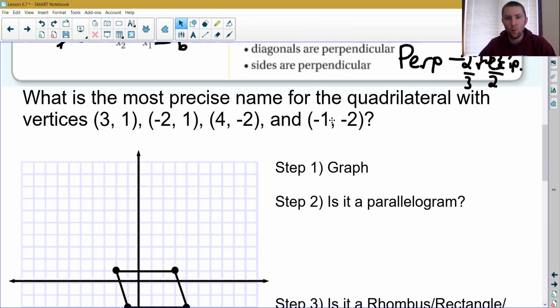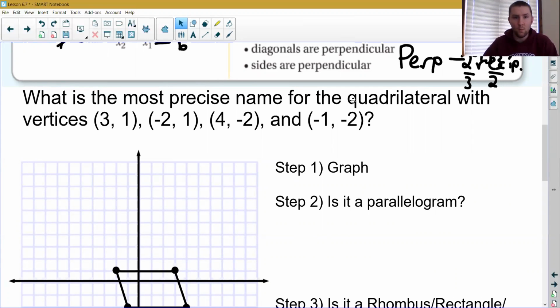You're going to be given 4 coordinate points or possibly 3 coordinate points and asked to say, okay, what is the most precise name for this? Like, how would we classify this? Is it a rhombus? Is it a rectangle? Is it maybe a square because it's both of those? Is it just a parallelogram, or is it not even a parallelogram?